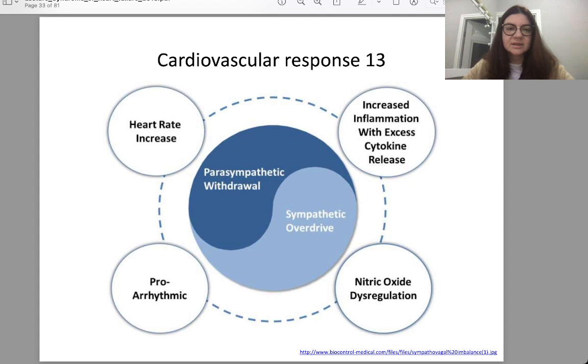Here you see a scheme of the pathophysiological cycle of parasympathetic withdrawal and sympathetic overdrive that altogether lead to heart rate increase, to increased inflammation with excess cytokine release, and to nitric oxide dysregulation, and both together have a pro-arrhythmic effect.